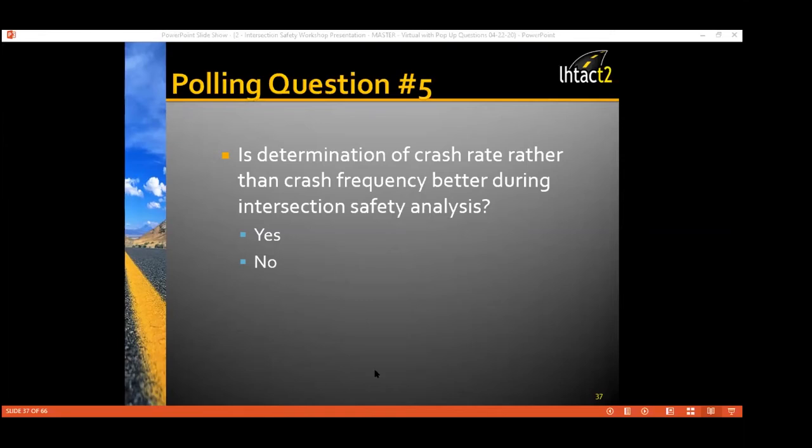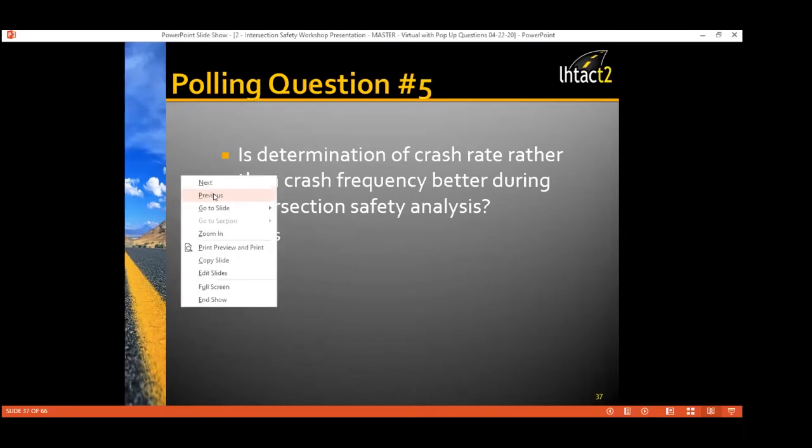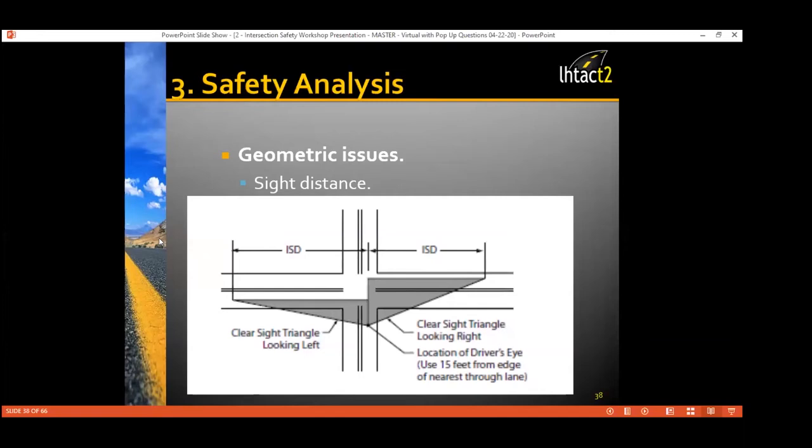Okay, so let's go ahead and move forward. I'm going to go through just another slide or two here, and then we're going to take a very short break. When we talk about safety analysis, we're talking about how we can go about rating intersections and come up with some prioritization based upon crash analysis and volume analysis. But we can take the safety analysis discussion just a little bit further.